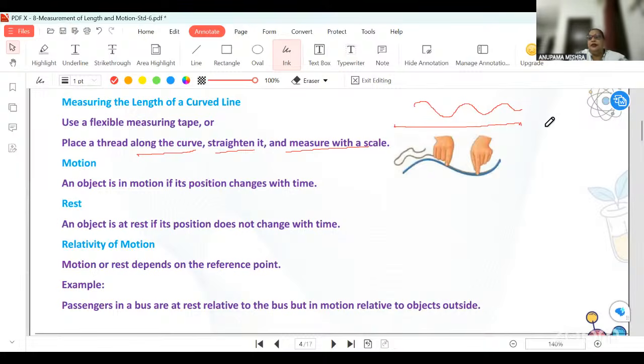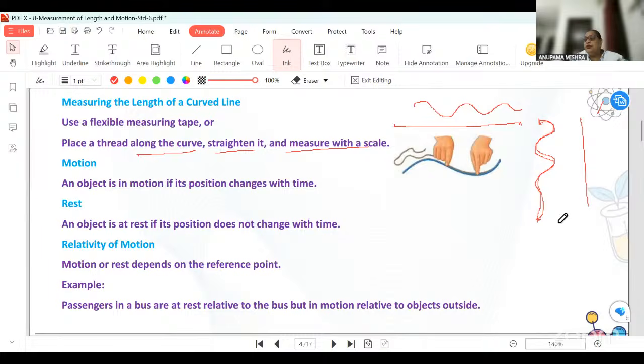Suppose this road is like this, okay? A road is like this. Now you want to measure the length of this road from here to here. So you have to take one thread or a rope, and place it like this, like this, like this, bring it here. Then you open this rope in a straight line and you can measure the length.